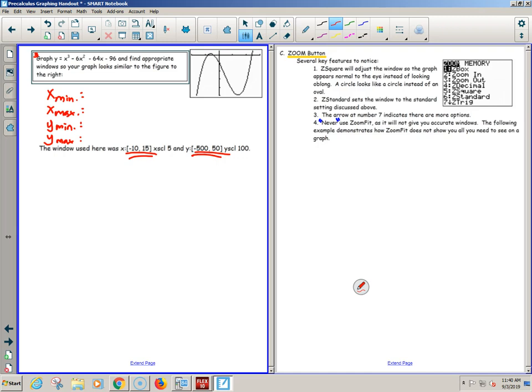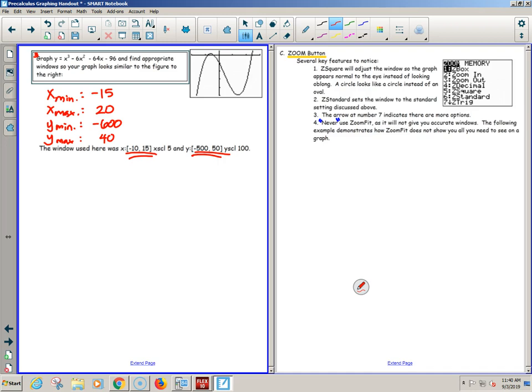For X-Min, I had -15. I had 20 for X-Max. For Y-Min, I had -600. And for Y-Max, I had 40. And it probably looks super similar to that, yeah? Should have. Because if you're only off by like 10 or you're off by 100, you would still see the picture and be like, yeah, it's pretty close.